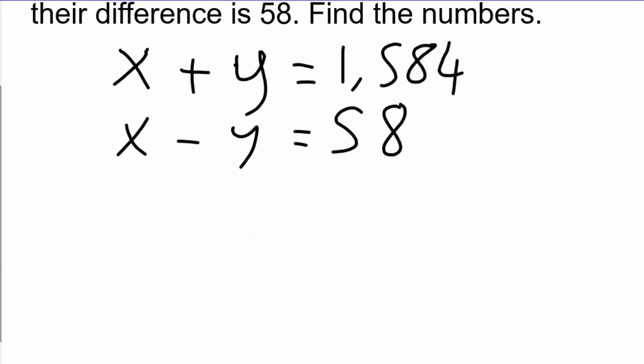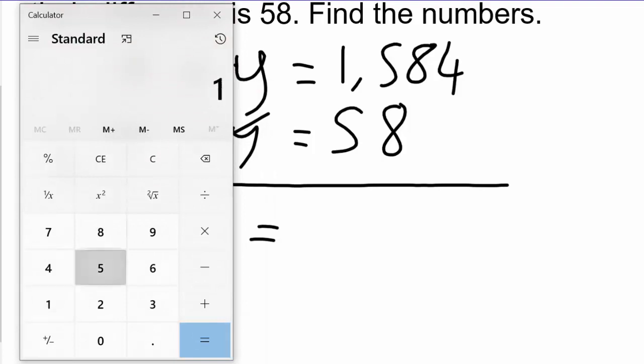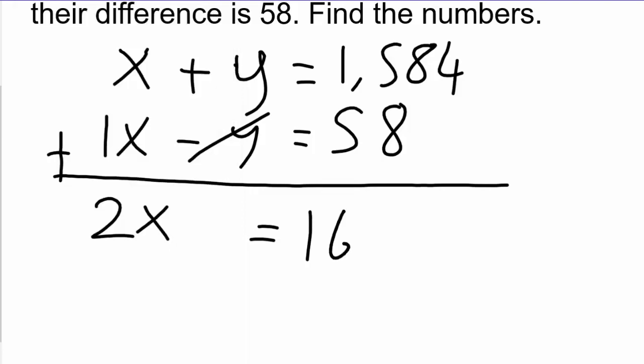So I'm going to use the elimination method. It's so easy. The y's will cancel out. Remember, no number means 1. So this will be 2x equals, let's add 1584 with 58, I'm sorry, 1642. Let's write that down. 1642.